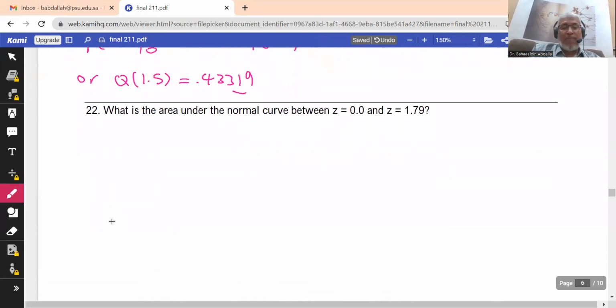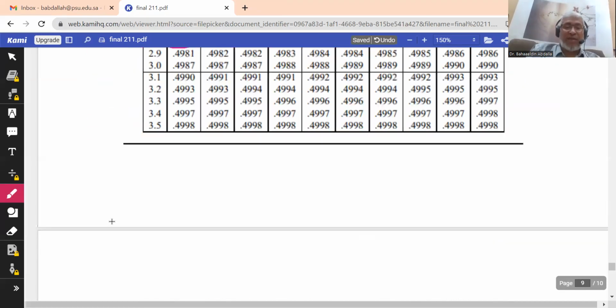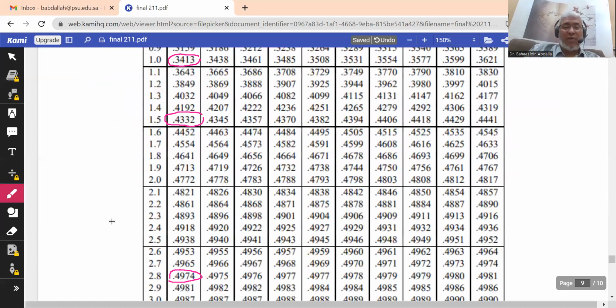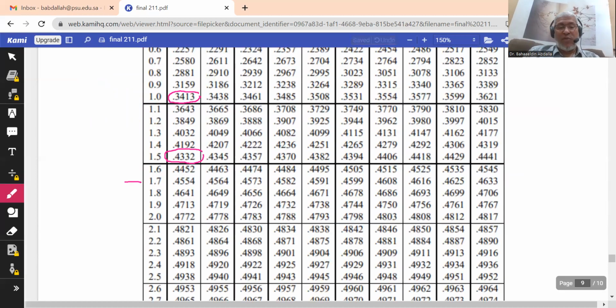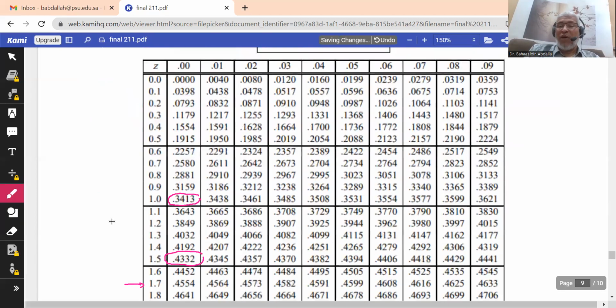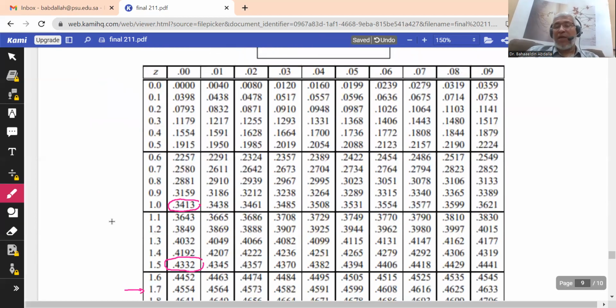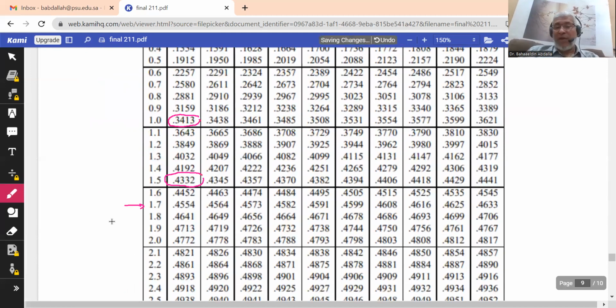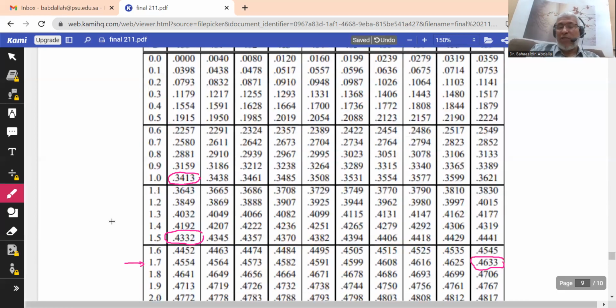What is the area under the normal curve between these two numbers? Well, this is exactly the same question, but even easier. So we need to find this. Either you go to the table and look up 1.79 directly. This is 1.7, and for the 9, I go to the last column, so 1.79, that's the answer, 0.4633.